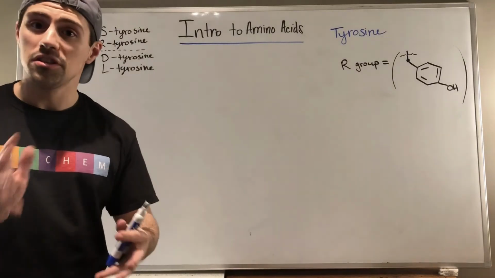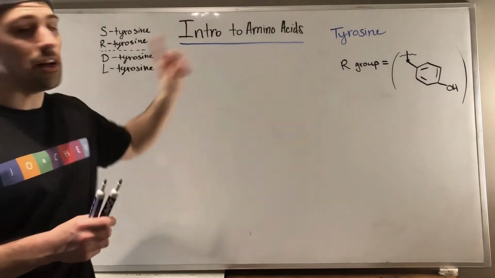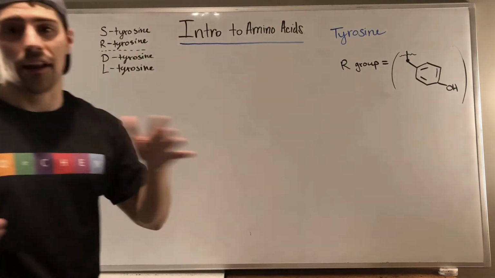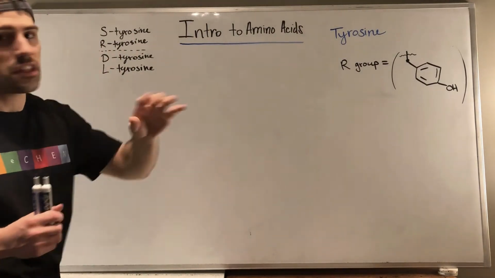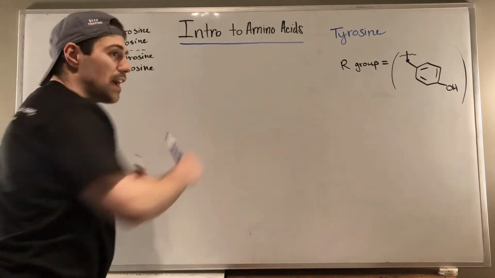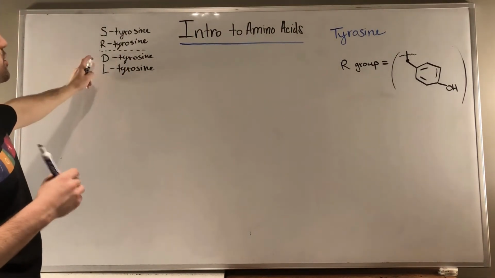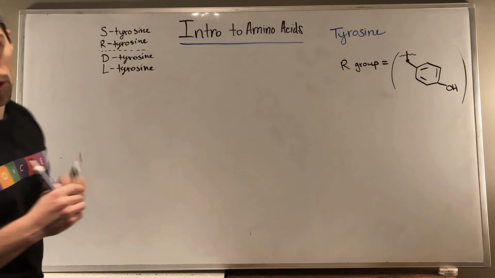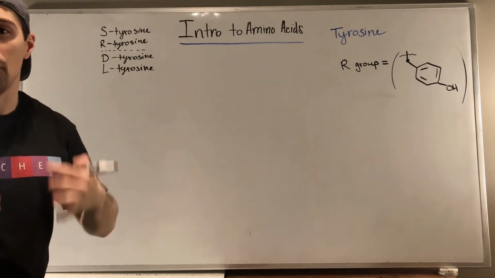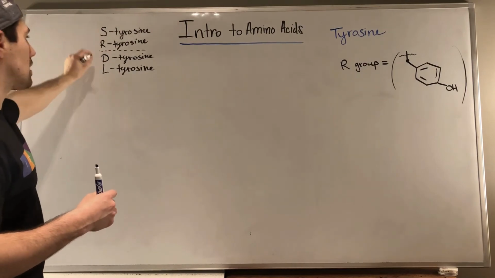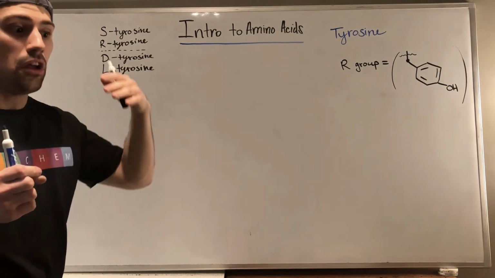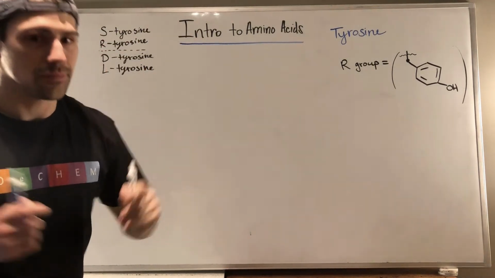Okay, gang, so what I want to do here is take a look at the amino acid called tyrosine, and I want to do 4 things. I want to represent S-tyrosine and R-tyrosine just in a flat, straight chain fashion. And then I want to draw the Fischer projections for D and L tyrosine. And then I want to talk about the relationships between S and R and D and L, because there is almost a rule. You'll see what I mean.